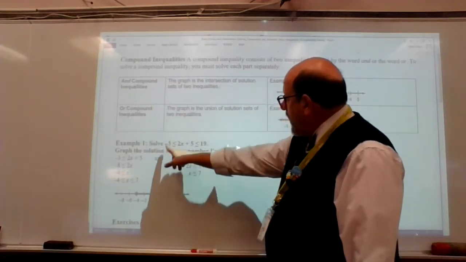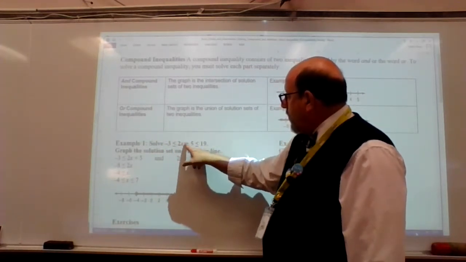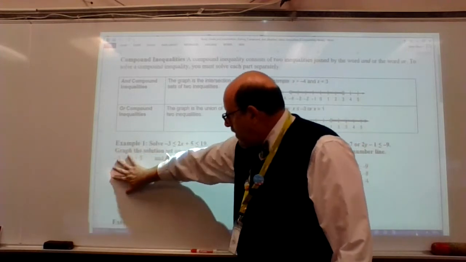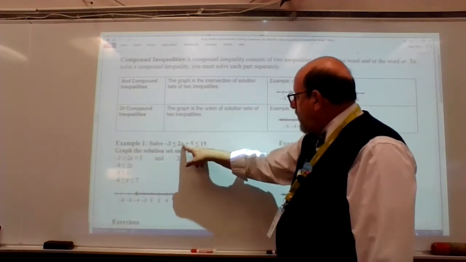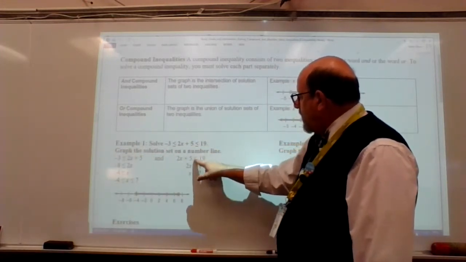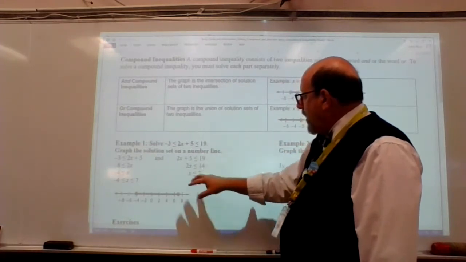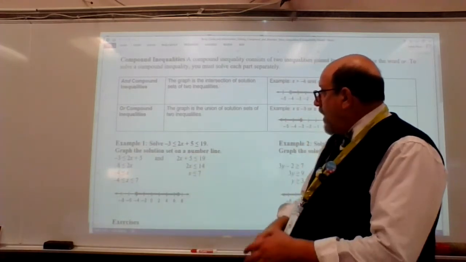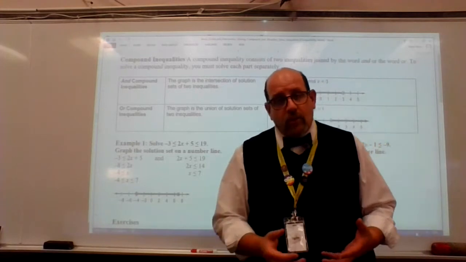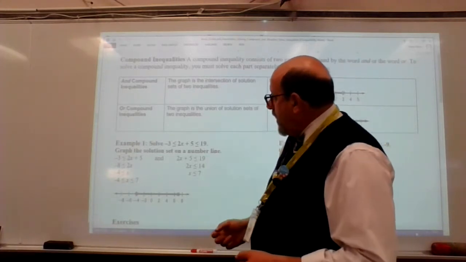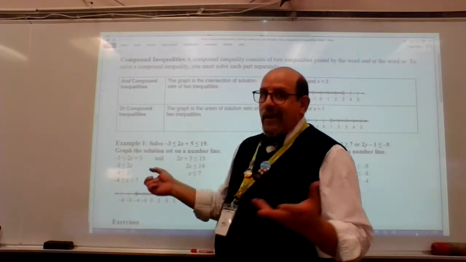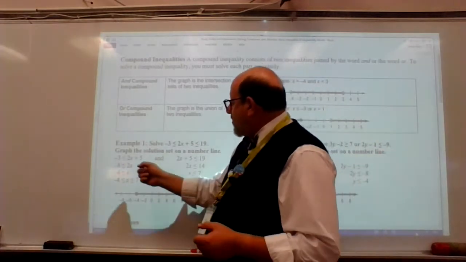You solve negative 3 is less than or equal to 2x plus 5 over there. And then you solve over here, 2x plus 5 is less than or equal to 19. And then you do all the math that goes along with it, right? The book, I don't know why they do this, but they skip steps on you.